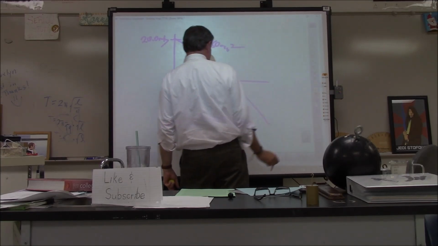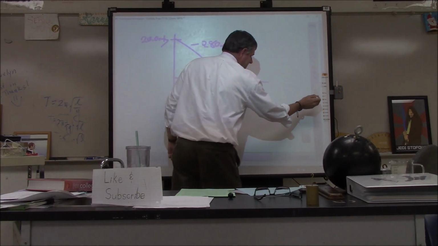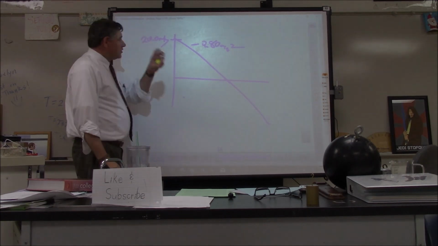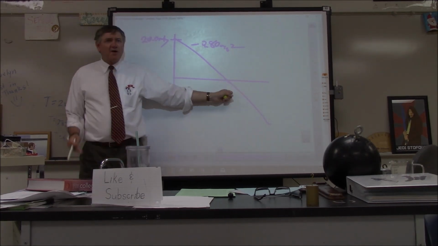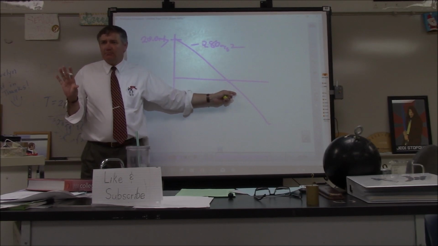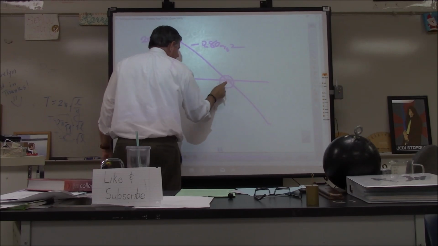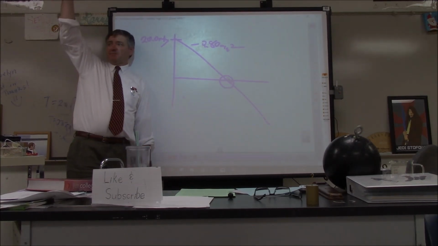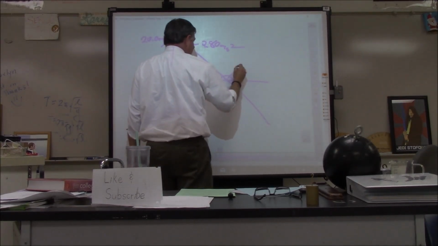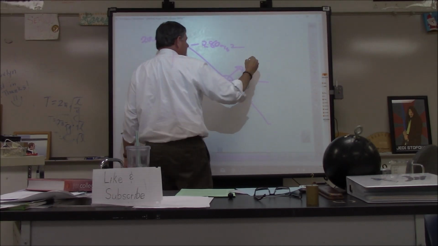So let's make those lines go away. Oh, one more. Okay. So roughly how long is this going to be? About 2 seconds, right? This is going to take about 2 seconds. So where is the ball at that point? Maximum height, right? This is as high as it's going to go.